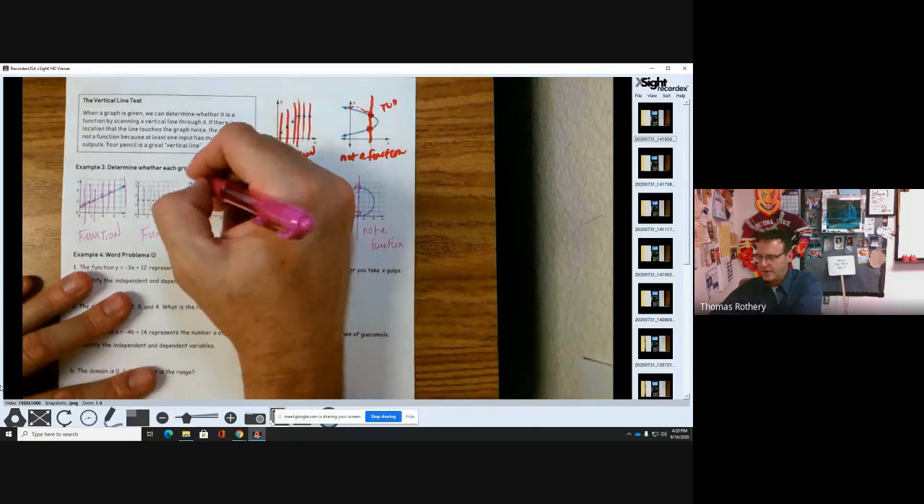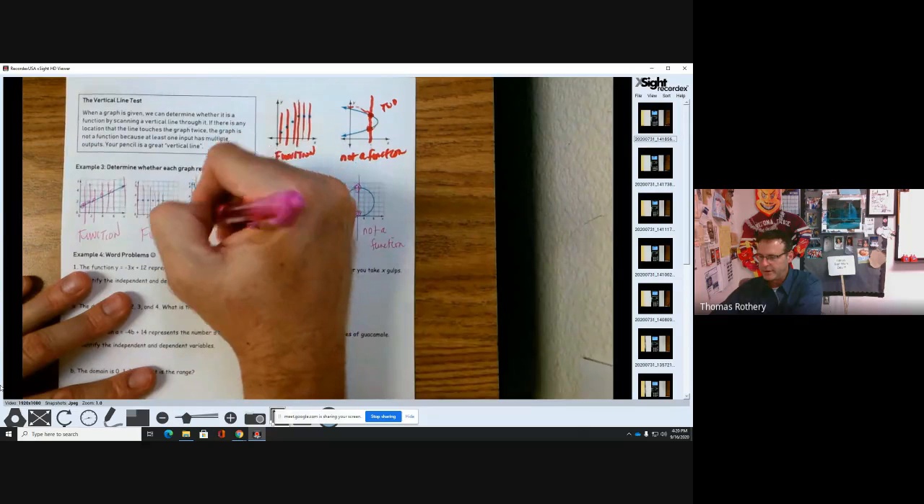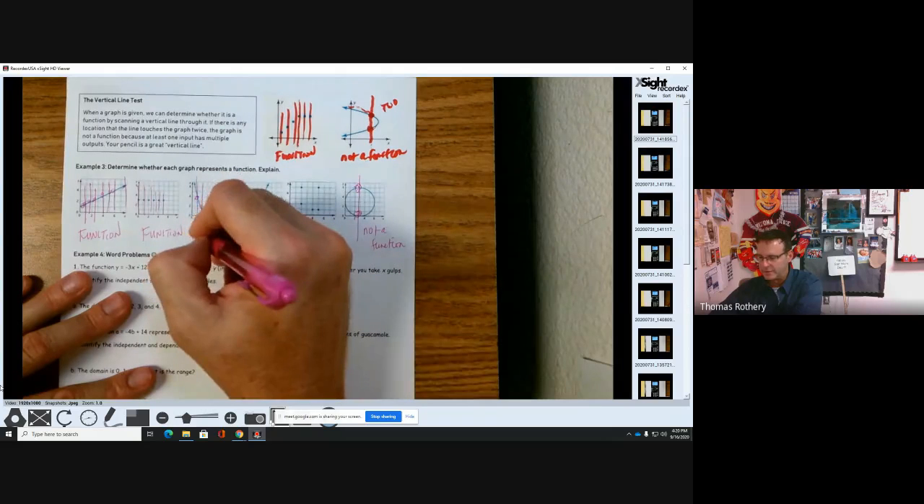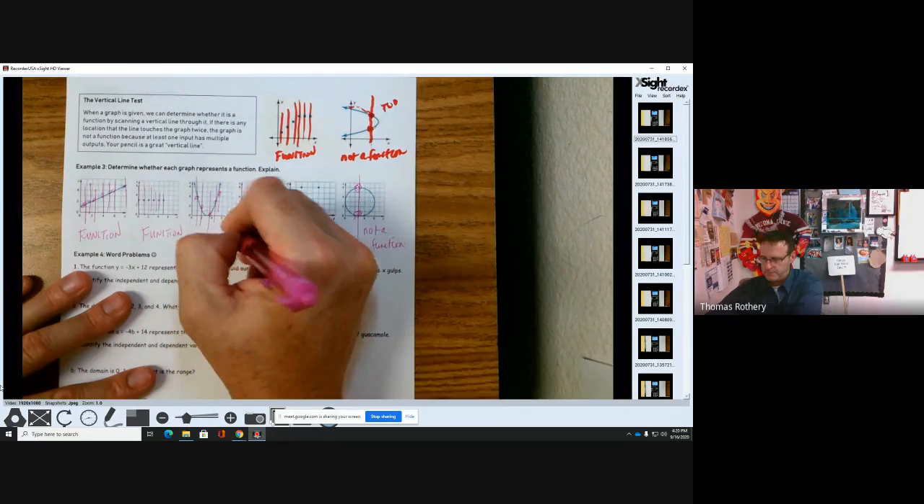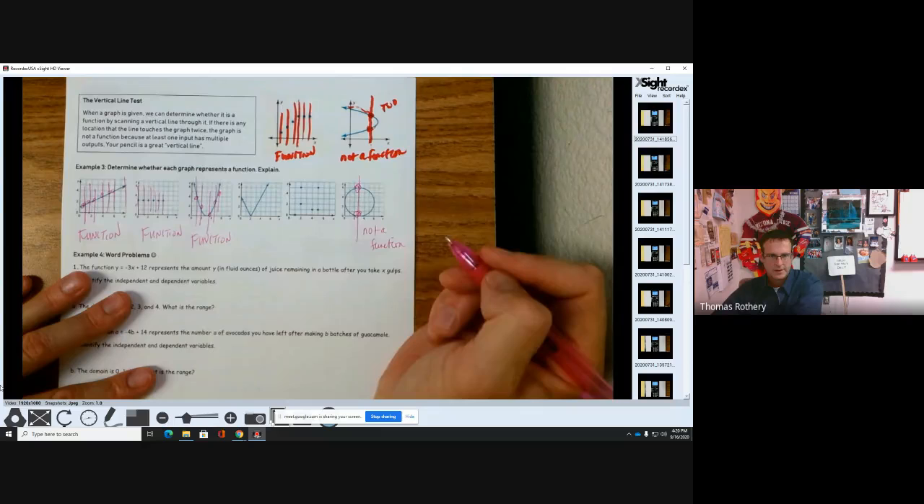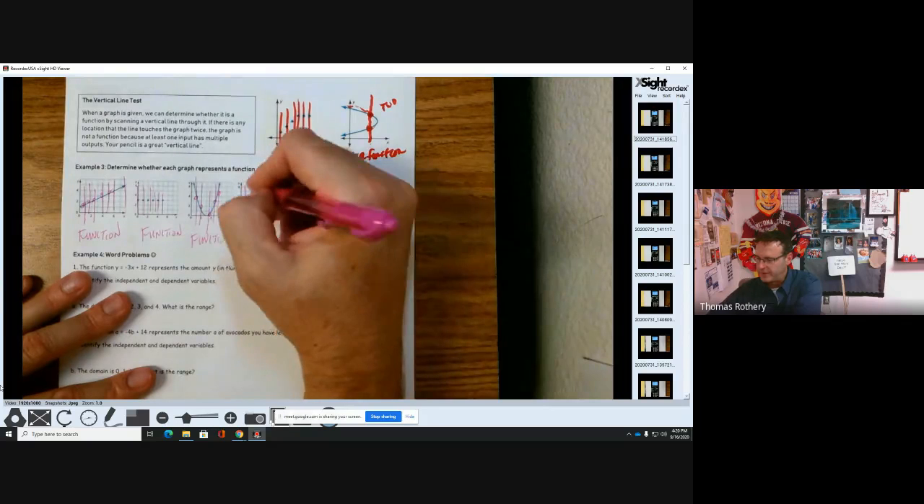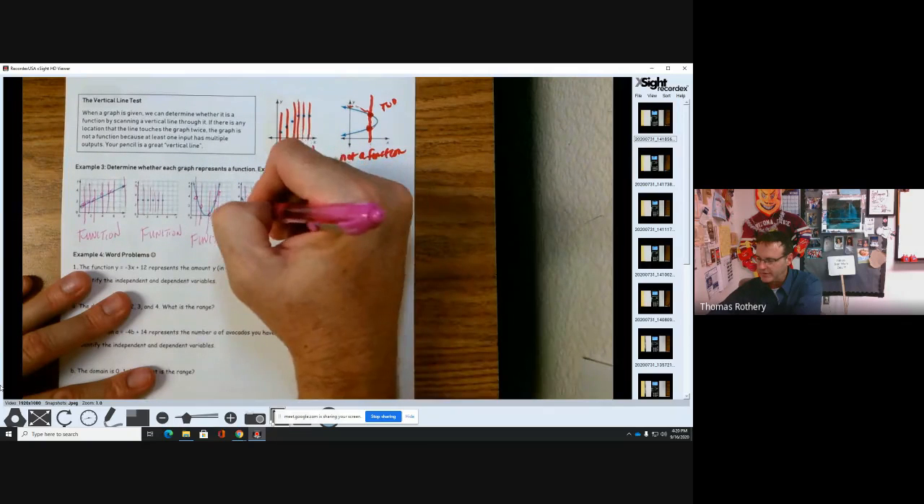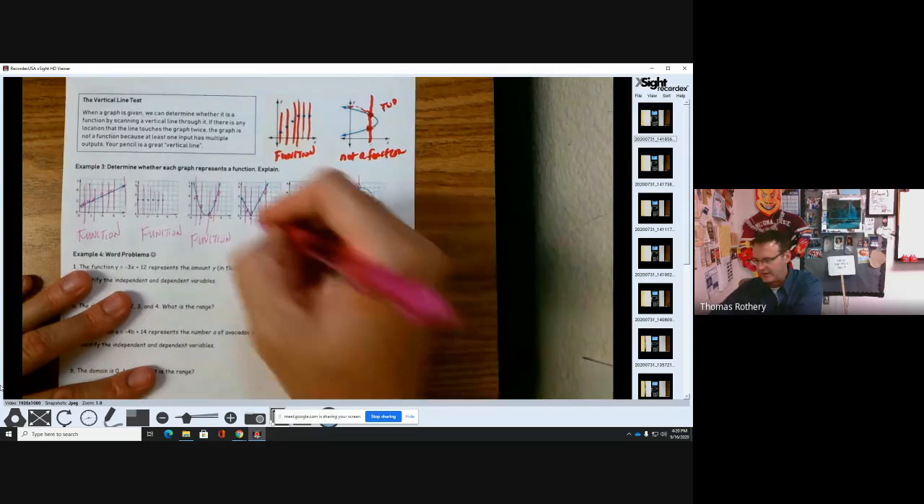Similarly, let's go to this one now. If I touch it here, that's 1 spot here, 1 spot here. Every time you draw a vertical line, it only touches in 1 spot. So this is also a function. Same thing, vertical lines. They only touch in 1 spot each. So yeah, that has to be a function.